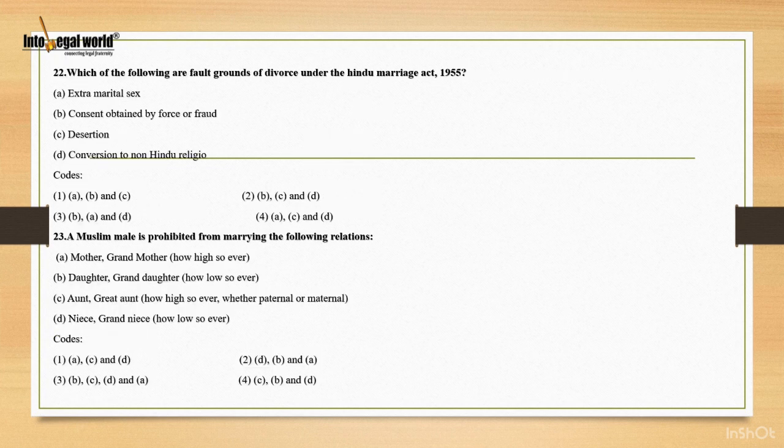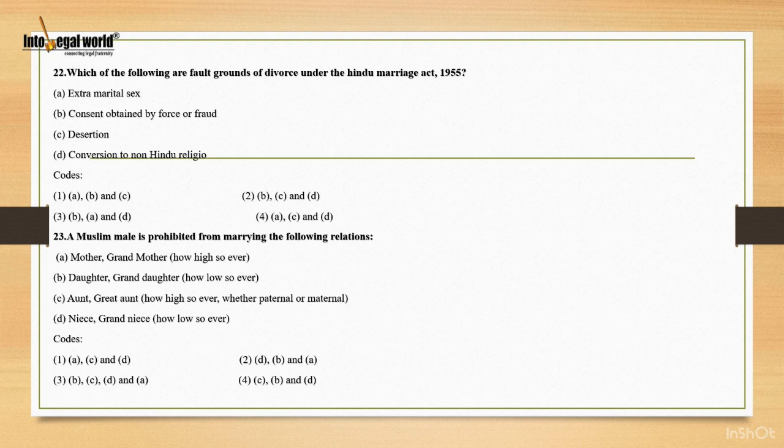Question number 22. Which of the following are fault grounds of divorce under the Hindu Marriage Act 1955? So which are the grounds? Extramarital sex is a ground for divorce. Consent obtained by force or fraud is a ground for divorce. Desertion is also a ground for divorce. Conversion to a non-Hindu religion is not a ground for divorce. So the correct option will be the first. A, B and C are grounds for divorce.